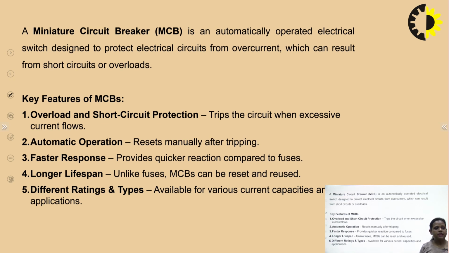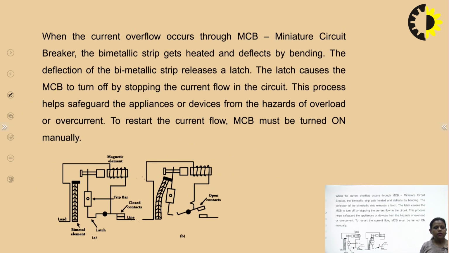Then faster response, it provides quicker reaction compared to fuses. Then it has a longer lifespan. Like fuses, MCB can be reset and reused. Then different ratings and types, these are available for various current capacities and applications. Now coming to the working principle of this MCB.